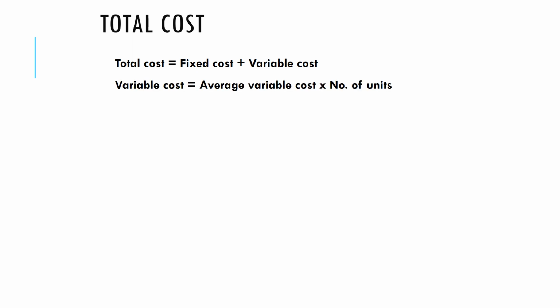So we've looked at fixed cost, we've looked at variable cost. Unsurprisingly, if you add them both together, we get the total cost, how much the business has spent in total to produce the goods and services. Remembering, we also need to do this formula, that the variable cost is on average how much is the variable cost, i.e. per unit, multiplied by how many units have been made.